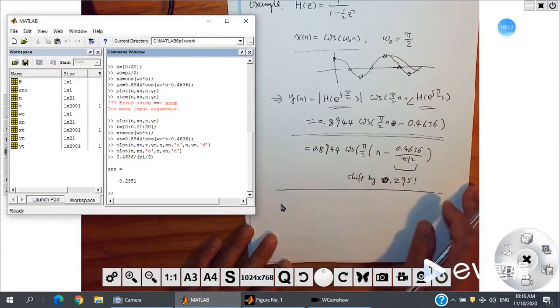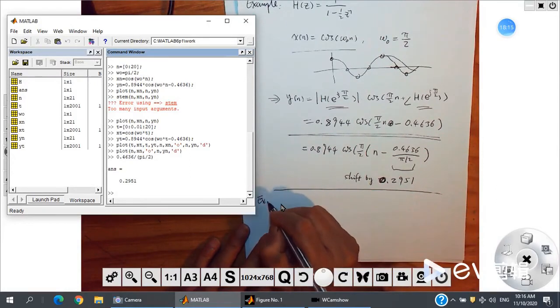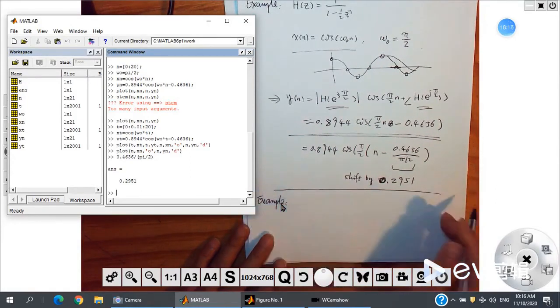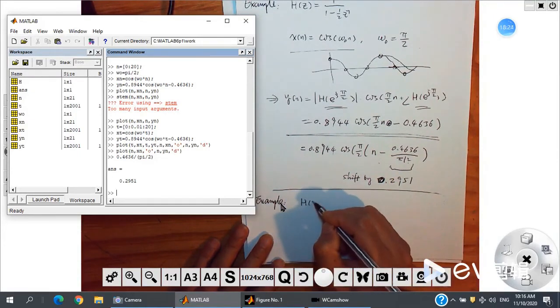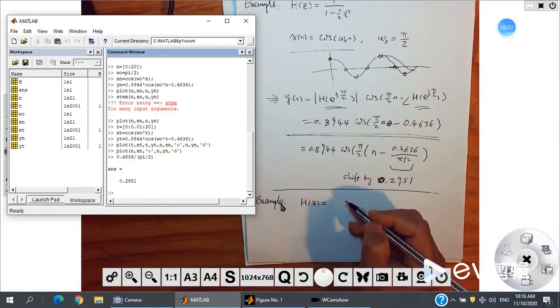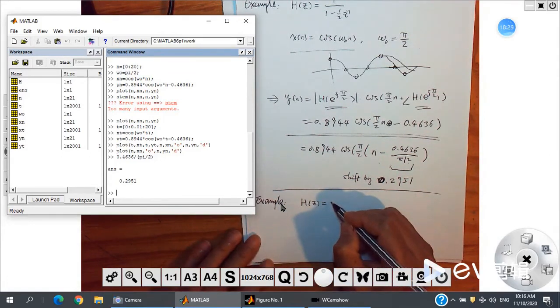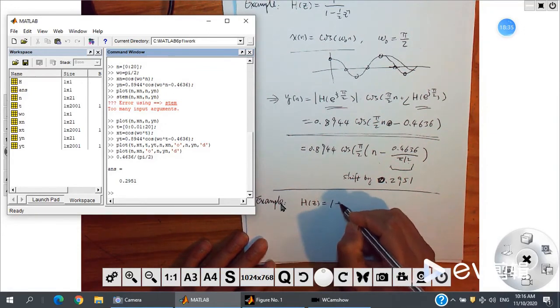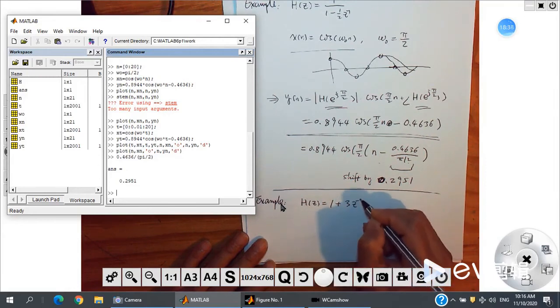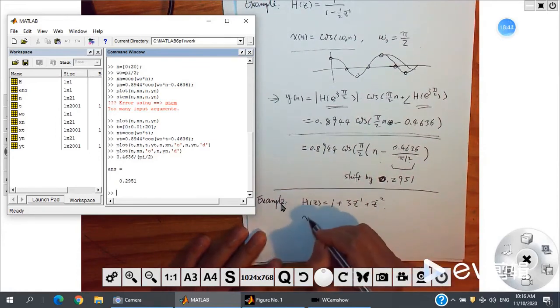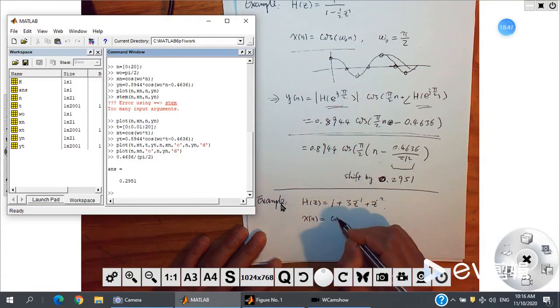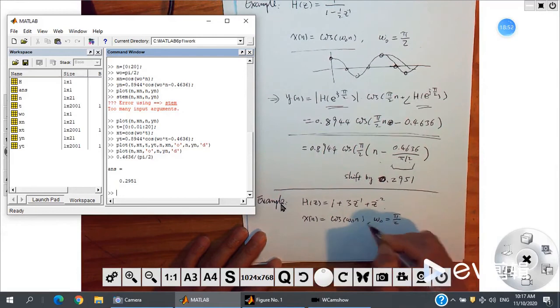Then we can consider another example, with integer delays. Let me write H of z. I think I had some example last time. Anyway, I give a new one: 1 plus 3z to the -1 plus z to the -2. I use this H of z, and x[n], the same x[n]. x[n] is still cosine omega 0 n with omega 0 equal to pi over 2.